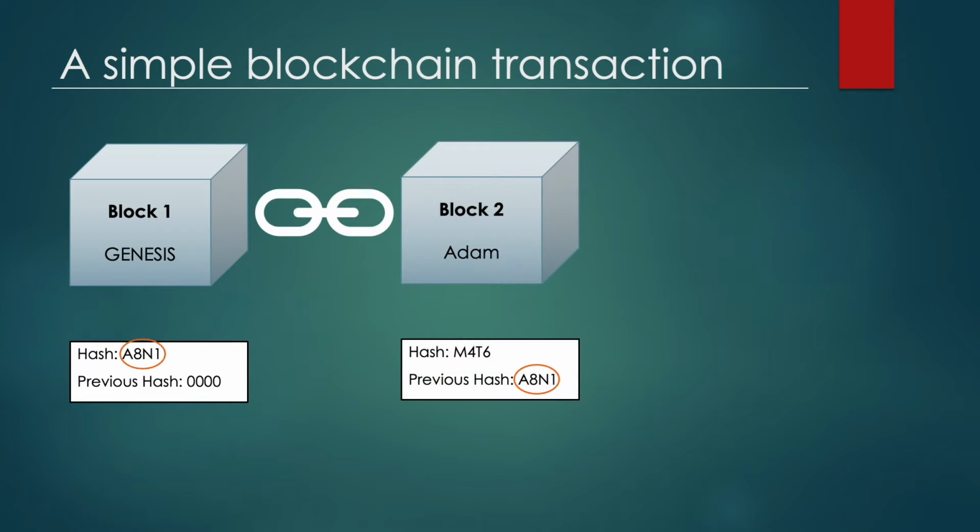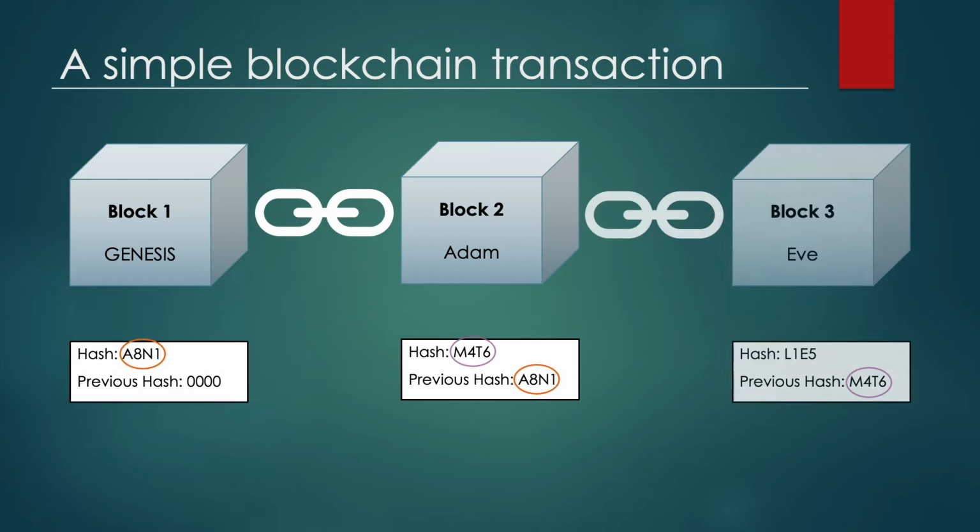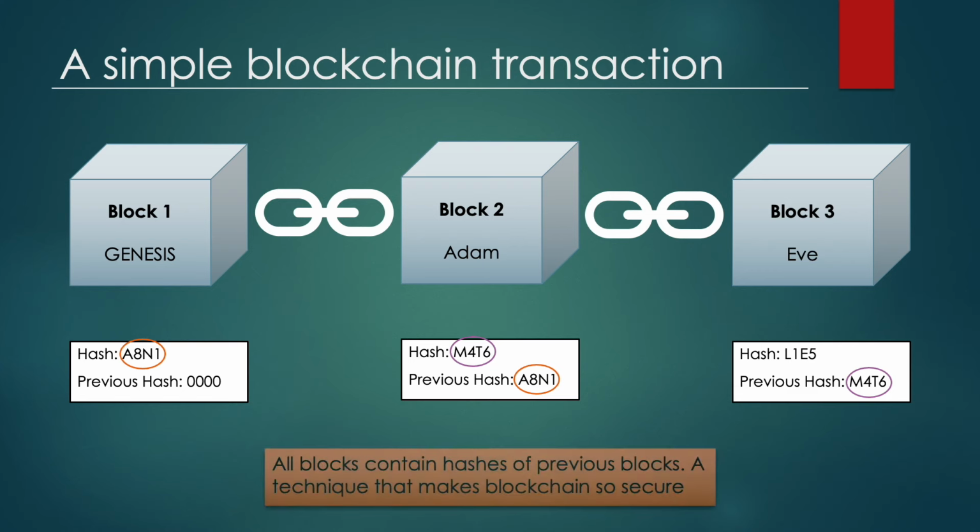Afterwards, the Bitcoin miner sells the Bitcoin to Atom, creating block 2. This contains information about the transaction, the hash or the digital fingerprint, and the previous hash. After a month, Atom decides to sell his Bitcoin to Eve, creating block 3. Similar to before, this will contain information about the transaction, the hash, and the previous hash. Hence, all blocks contain hashes of previous blocks, a technique that makes blockchain so safe and secure.